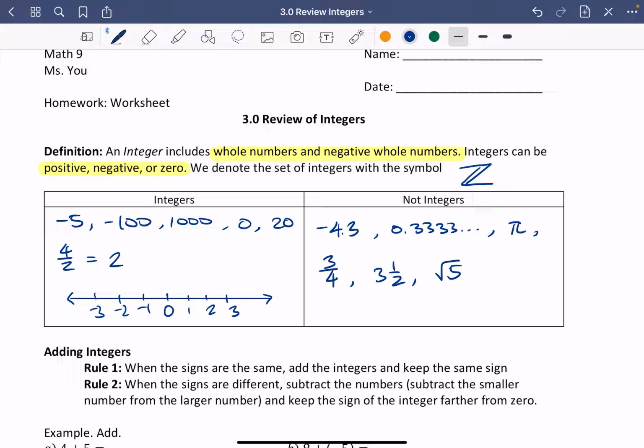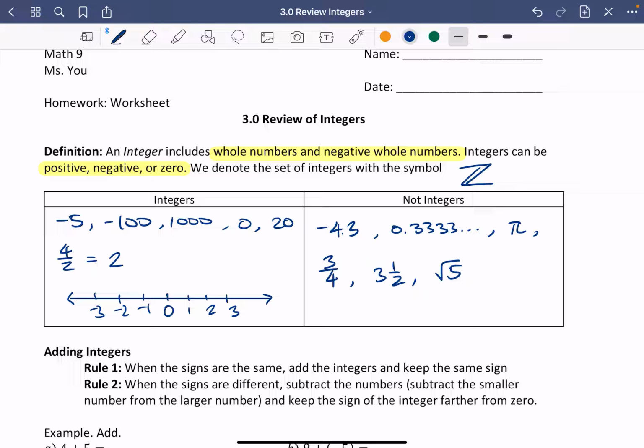Now let's go over some examples of integers. Negative 5 is an integer. Negative 100 is an integer. Or positive 1000 is an integer. 0, of course, is also an integer. And then we have 20. And also 4 over 2 will be an integer because 4 over 2, if you simplify it, it's just 2.